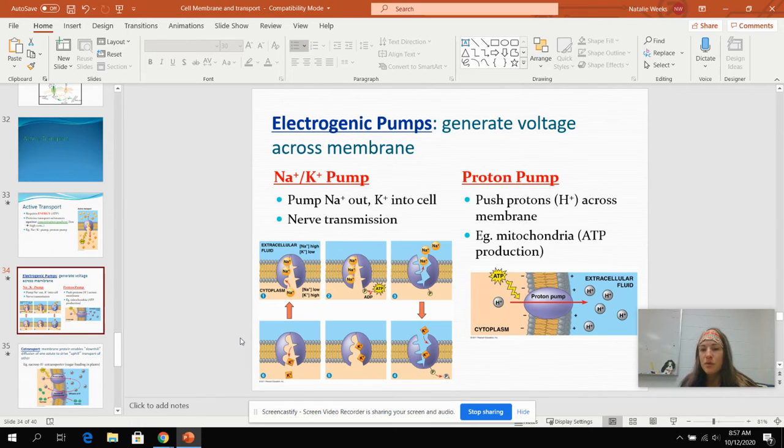We can also do this with proton pumps. So by generating ATP, we can actively pump out hydrogen ions to create a net difference in electrical charge that then powers another pump on the other side. This is going to be really important when we talk about cell respiration and photosynthesis.